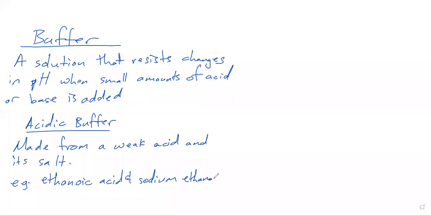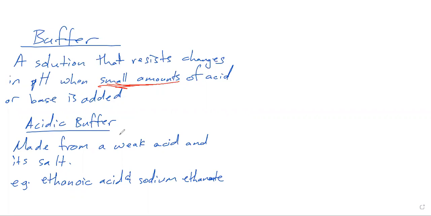All right, so a buffer solution is one that resists changes in pH when you add, and this part is important, a small amount. If you add a lot of acid or base, the buffer will be discharged. You can only add a small amount of acid or base, and the buffer solution will resist any significant change in the pH. You have acidic buffers and you have basic buffers.